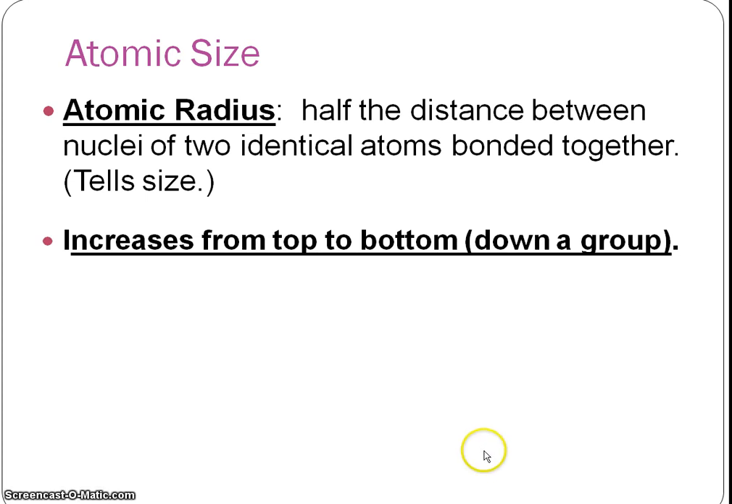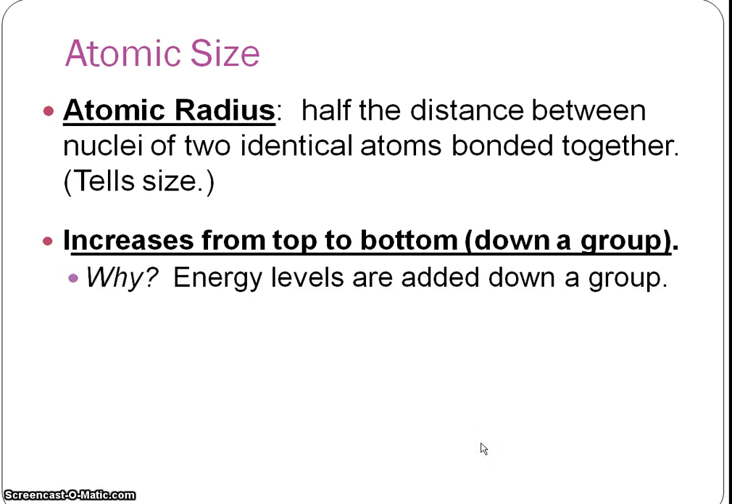From top to bottom, the atomic radius increases because each time you go down one level, you add an energy level, and we've actually talked about this before. So on your periodic table, you should have numbered on the left 1 down to 7. Those numbers tell you the number of rings, which is another way to say energy levels. So each time you go down a row, you have a new ring on the atom, which makes it bigger.